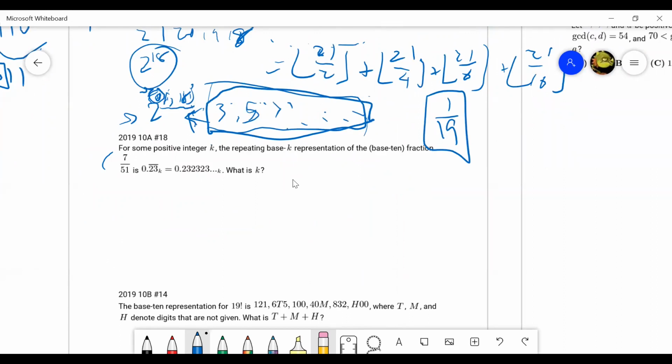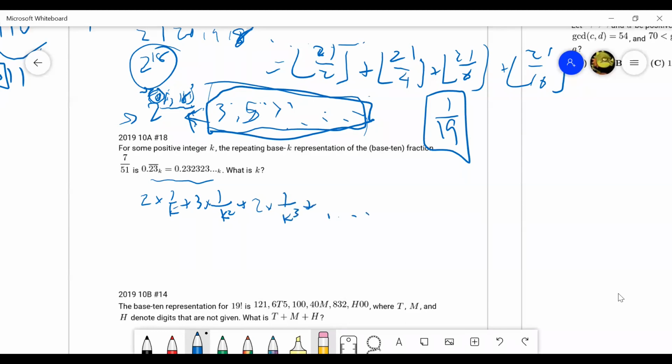So similar to how in base 10, if you have 0.1, this is equal to 1/10, right? 0.12 is equal to 1/10 plus 2/100. So the same system works with other bases. What I mean by that is that this expression in base k is going to be equal to 2 times 1/k plus 3 times 1/k squared plus 2 times 1/k cubed plus and so on.